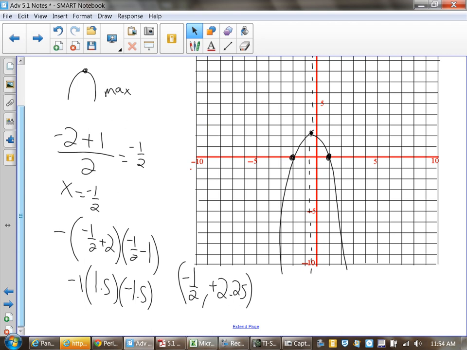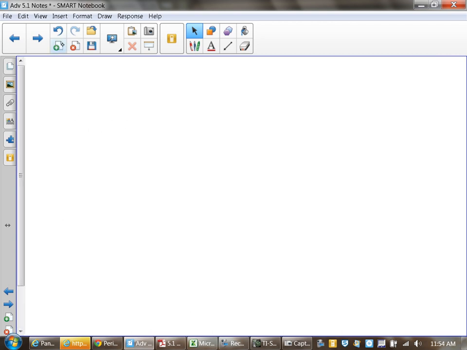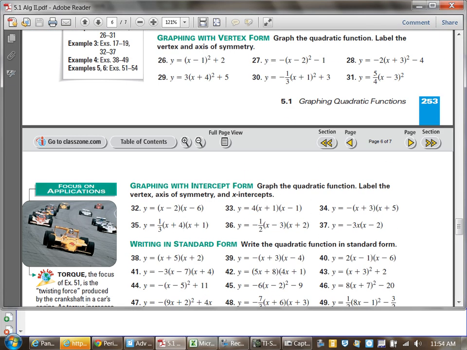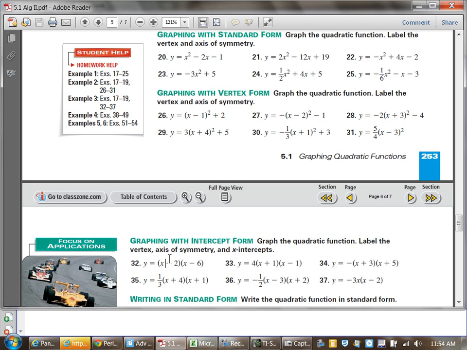All right. All I want us to be able to do tonight are the following 6 problems. What page is this? 253.